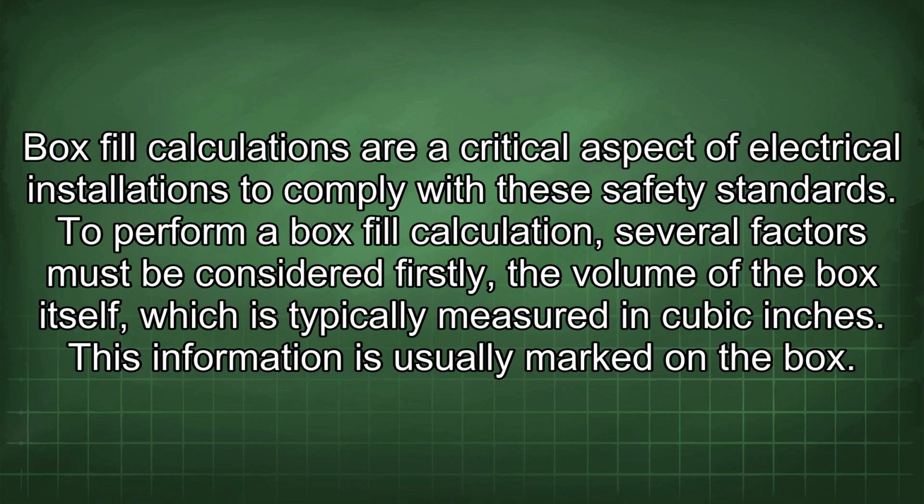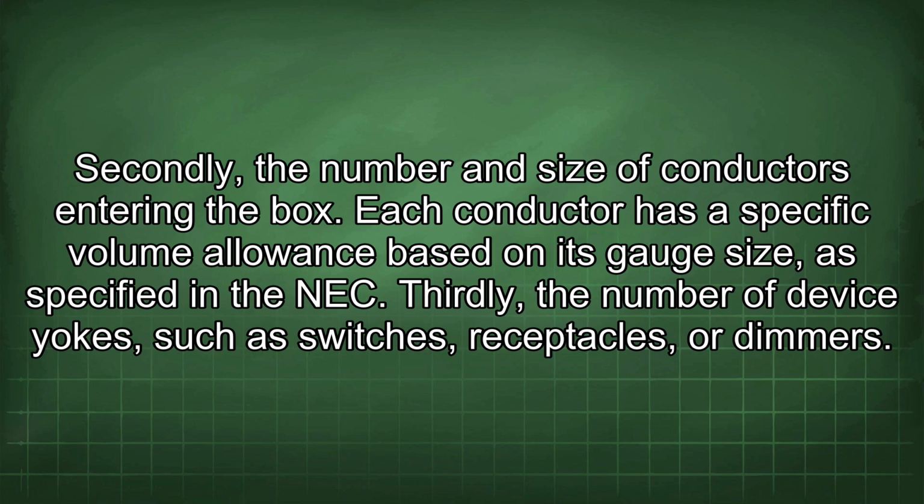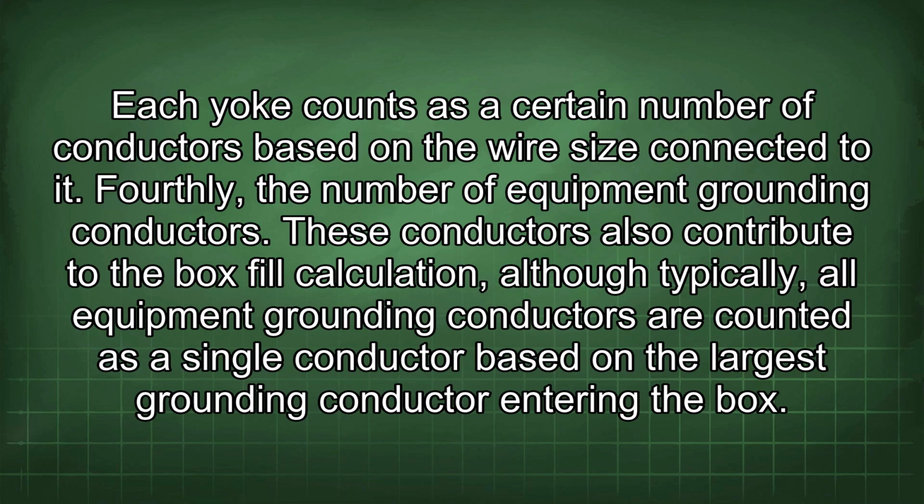To perform a box fill calculation, several factors must be considered. Firstly, the volume of the box itself, which is typically measured in cubic inches. This information is usually marked on the box. Secondly, the number and size of conductors entering the box. Each conductor has a specific volume allowance based on its gauge size, as specified in the NEC. Thirdly, the number of device yokes, such as switches, receptacles, or dimmers. Each yoke counts as a certain number of conductors based on the wire size connected to it.